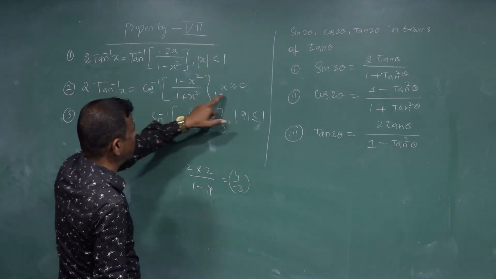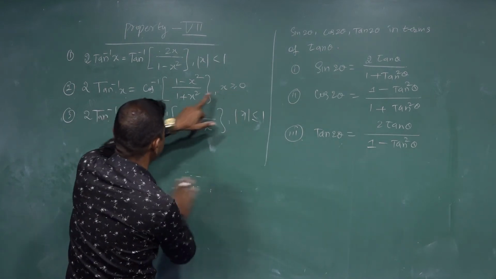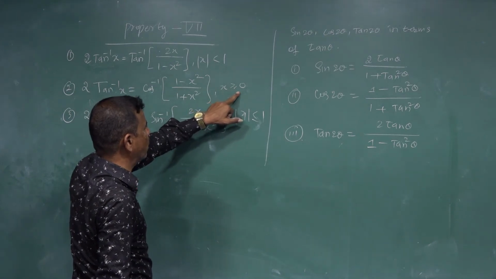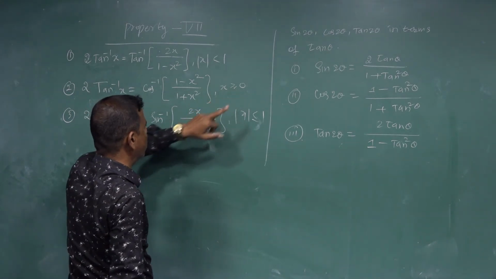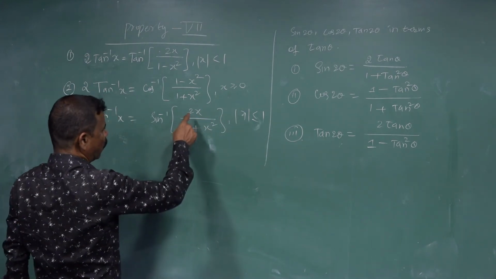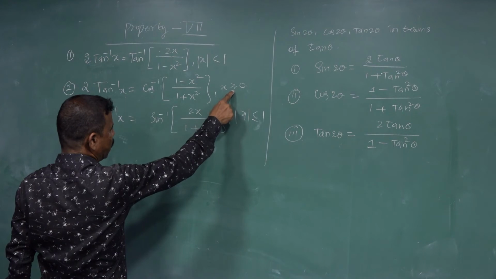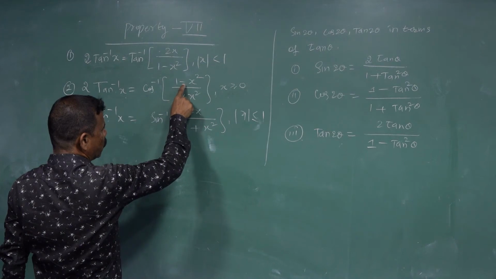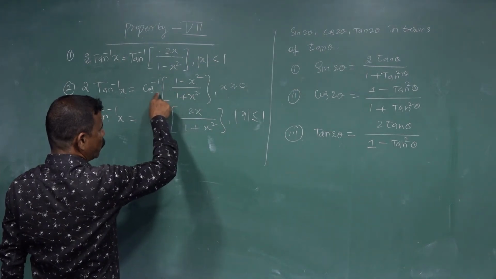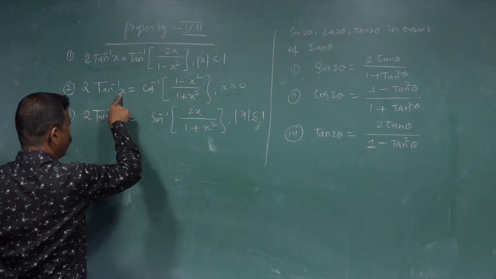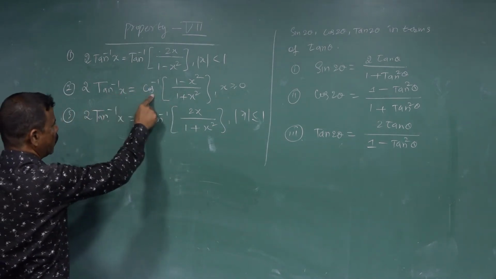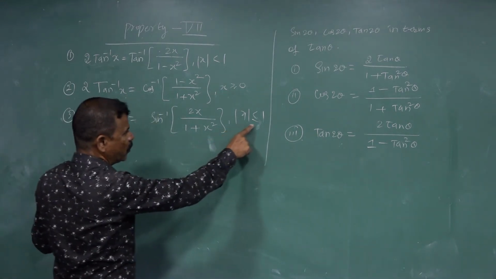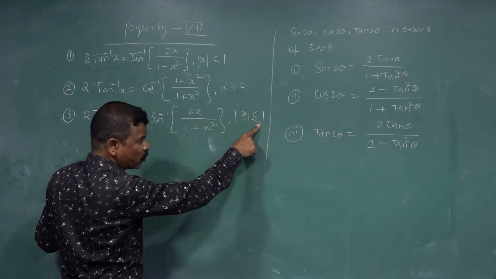Here if x is greater than or equal to 0, the formula is applicable. If x is any value less than 0, consider minus 1. Minus 1 square is 1, 1 minus 1 is 0, by something, cos inverse 0 means 90 degrees. So you substitute here, tan 90 is infinity. On this side 0, on this side infinity, so it does not exist.